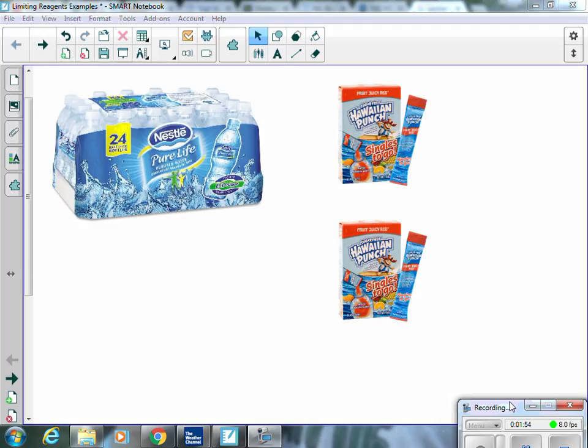So, what limits my fruit punch making? The amount of fruit punch. Why does it limit it? I only have how much fruit punch? 16 packs. How much water do I have? 24. So what am I running out of first? Fruit punch mix. What do I have in excess? What do I have left over? Water. Specifically how much? 8 waters.